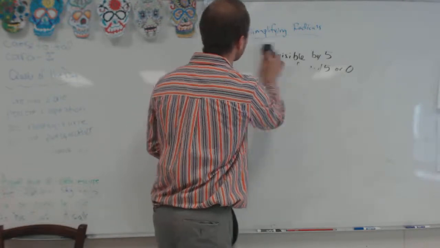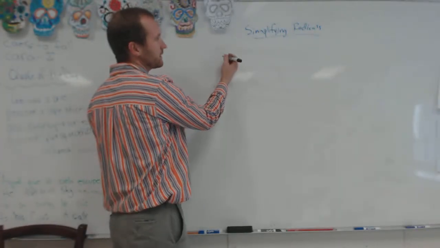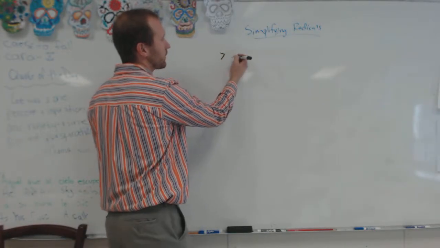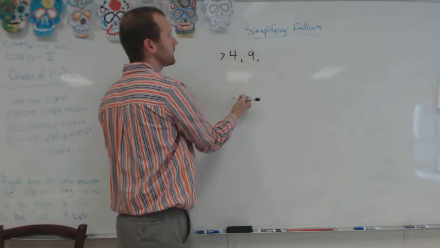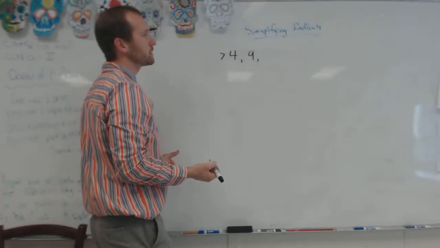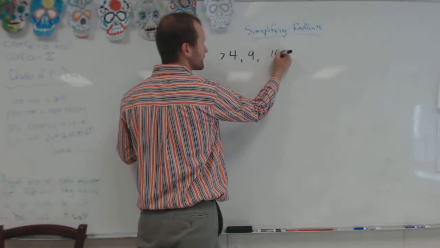So let's think of some other perfect squares. And this is not a perfect system. These are just kind of hints that will help you along the way. So we talked about 4, we talked about 9. The next perfect square, this is 2 squared, 3 squared, 4 squared is 16.